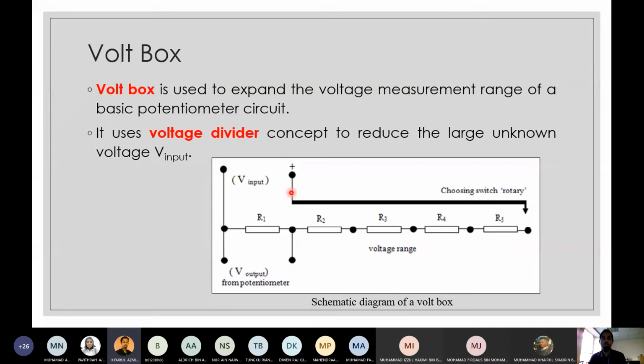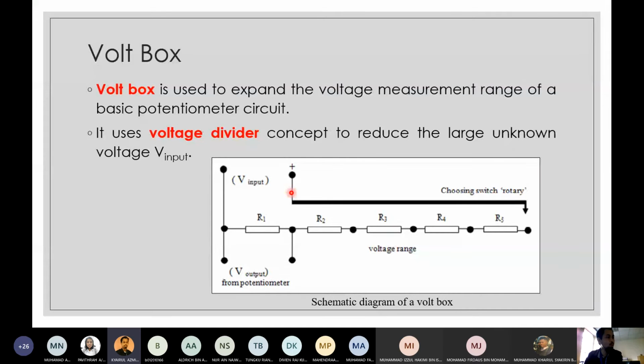What is the common rule that you learned when you want to measure the voltage of an unknown component or unknown part of the circuit? Your instructor said to measure the voltage, but you don't know what the range of the voltage is. So what is the common practice? You must start with the lower range or higher range?